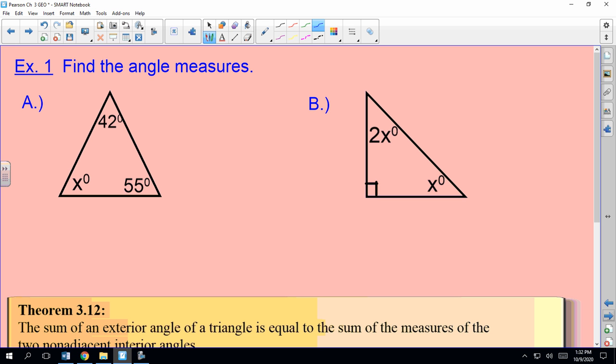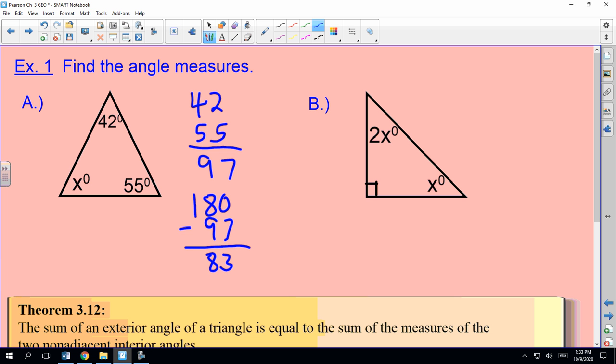So example 1, we're finding the angle measures. We're given 2 out of 3 of them. These 2, 42 and 55, add up to 97, and then I'm going to just take 180 minus 97 to get my other angle, which happens to be 83 degrees. So I know that x here is 83 degrees so that the three angles, 83, 42, and 55, add up to 180.